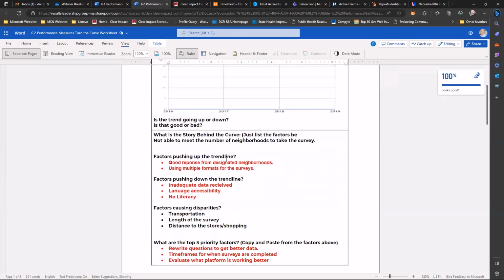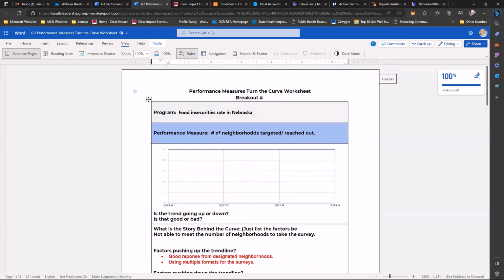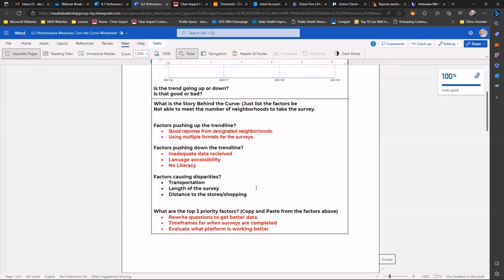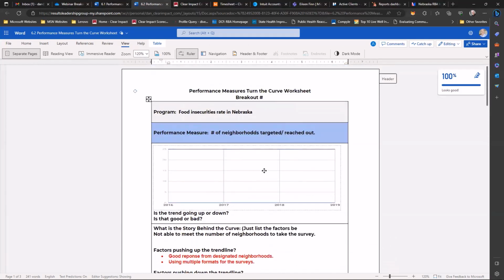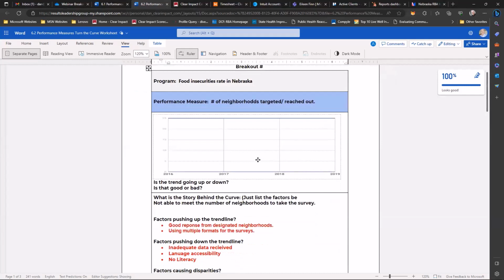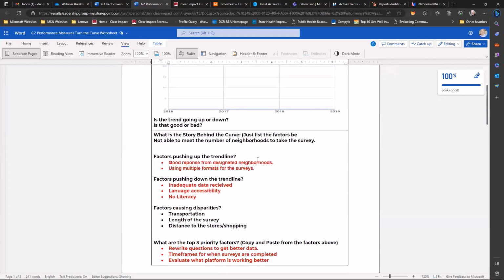Actually, it sounds like, because you're talking about response rates. So isn't the performance rather really the number of surveys completed? Because the neighborhoods targeted and reached out to, these things don't respond to that. So is it actually the number of neighborhoods targeted and reached out, or the number of surveys completed? It should be the number of surveys completed. Yeah, okay. So if that's the case, then that makes sense. Then the factors pushing up, good.